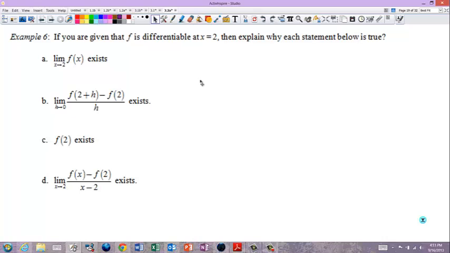Example 6. It says if you were given that f is differentiable at x equals 2, then explain why each statement below is true. Alright, we know it's differentiable. If it's differentiable, we know that it's continuous. If it's continuous, then the limit has to exist. And I should probably write these out. If continuous, the limit must exist. It's like a logical statement. If it's differentiable, then it has to be continuous. If it's continuous, then it has to have a limit.